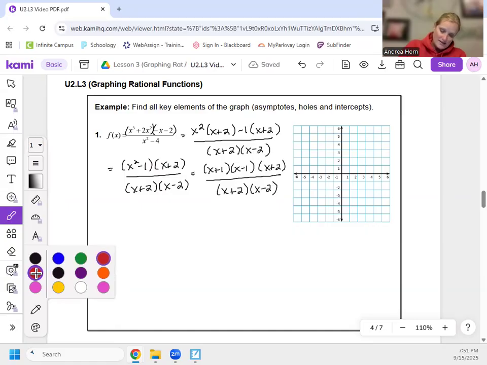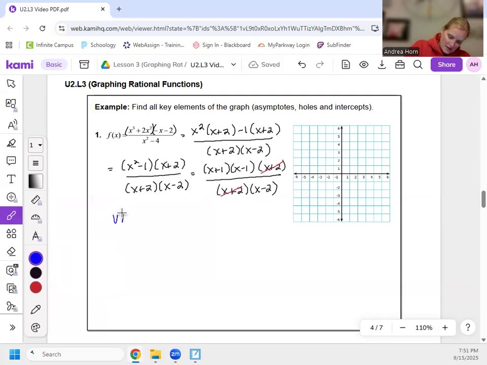Okay, now that it's completely in factored form, I do have something that I can cancel. Remember, a cancel turns into a hole. So let's build this. So we have our vertical asymptote. Vertical asymptote is x equals. I get it by setting my remaining denominator equal to 0. So that's going to be x is equal to 2. So I have a vertical asymptote at 2.